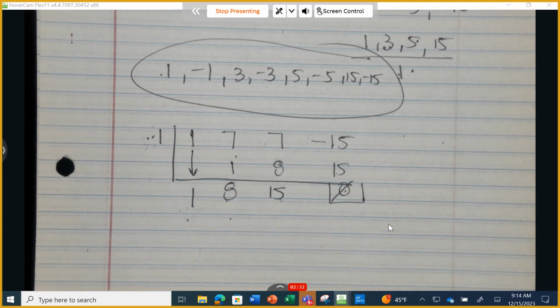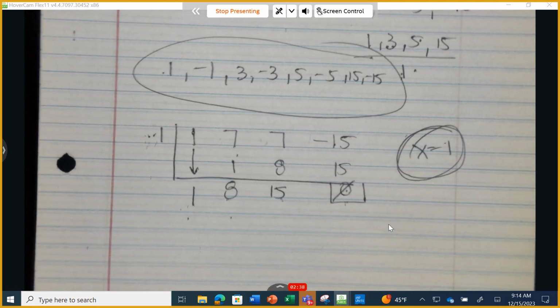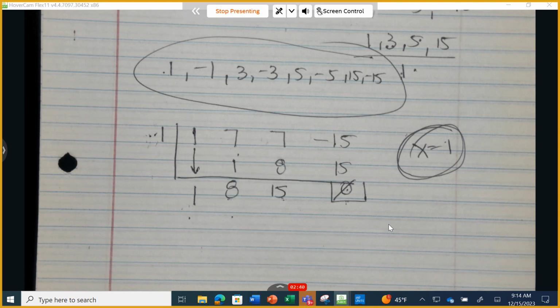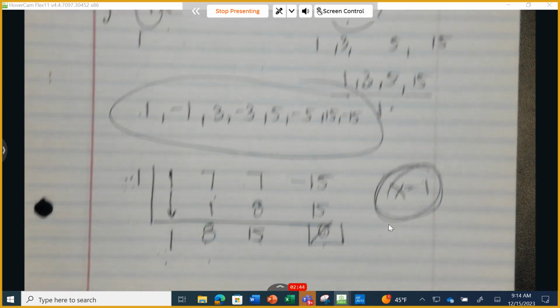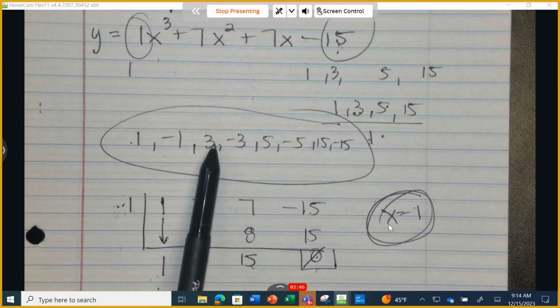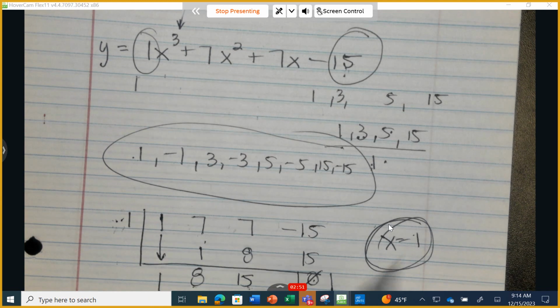Is 1 an answer? How do I know? Because I ended up with a 0. So write down x equals 1. That's one answer. Now here's the slow way. If you're really confident with this D mama called synthetic division, then you could go back and test negative 1, 3, negative 3, 5, and you can go through until you find your 2 other solutions. We're going to have 3.